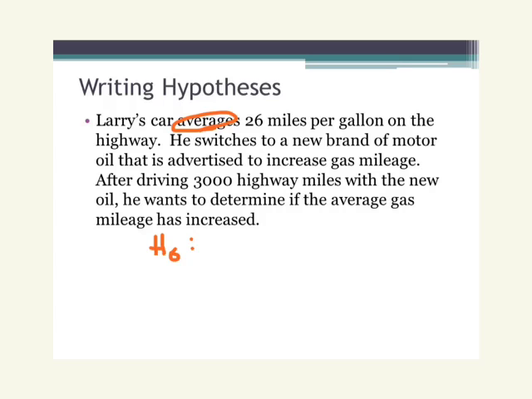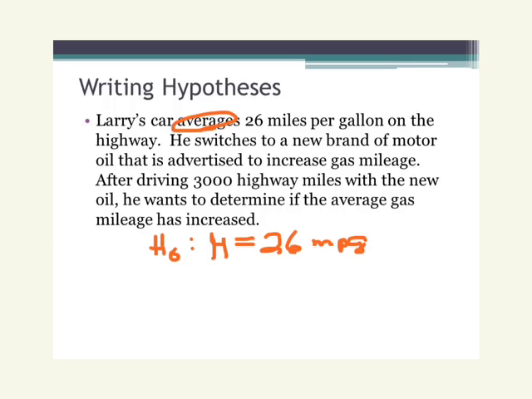Okay? What we have to assume is true is that Larry's car is going to continue to average 26 miles per gallon. Again, the null hypothesis is always a statement of equality. So we're going to just simply assume that mu is equal to 26 miles per gallon. All right? That's going to be, again, what we assume about the population.